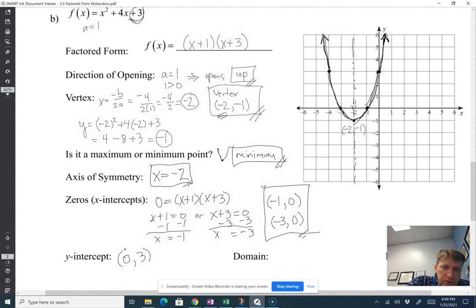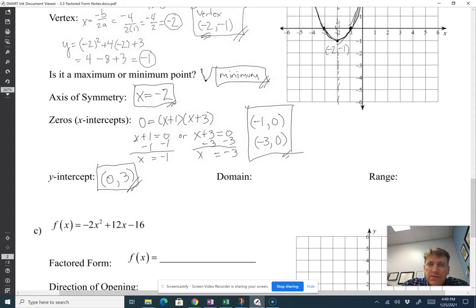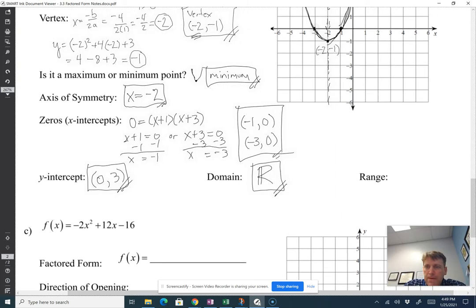Ooh, I forgot to put a box around our y-intercept. Let's do that. And then the domain. Our domain is all real numbers. And this time I'm just going to use our symbol R, which is the set of real numbers. So every real number will work in this graph.